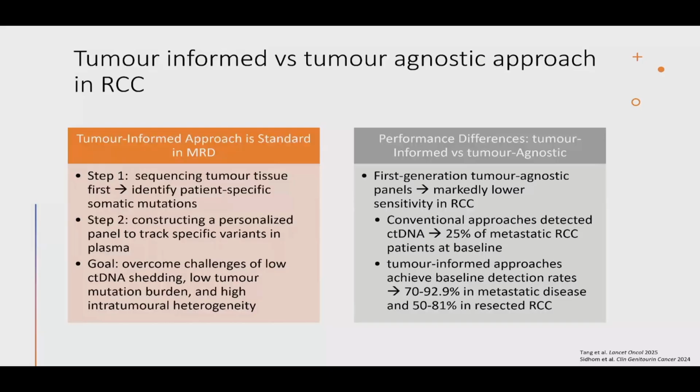When looking at the performance of tumor-informed approach versus tumor-agnostic approach, we know that the first-generation tumor-agnostic panels had a much lower sensitivity in RCC and detected only about 25% of metastatic RCC patients at baseline. And these numbers improved drastically with the tumor-informed approach, where the baseline detection rates went up to between 70 to 90%.